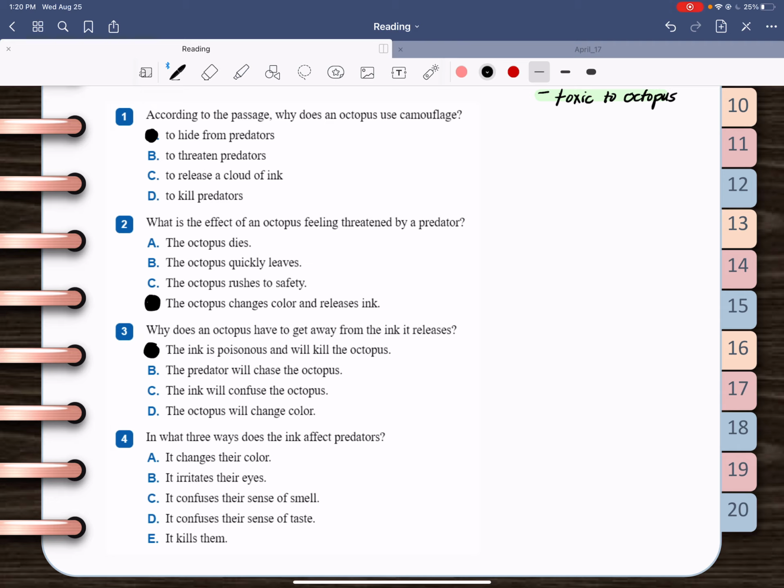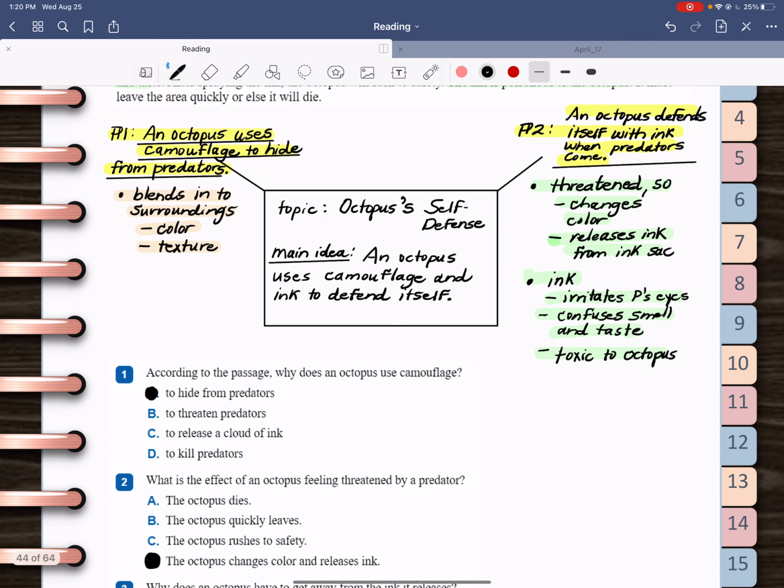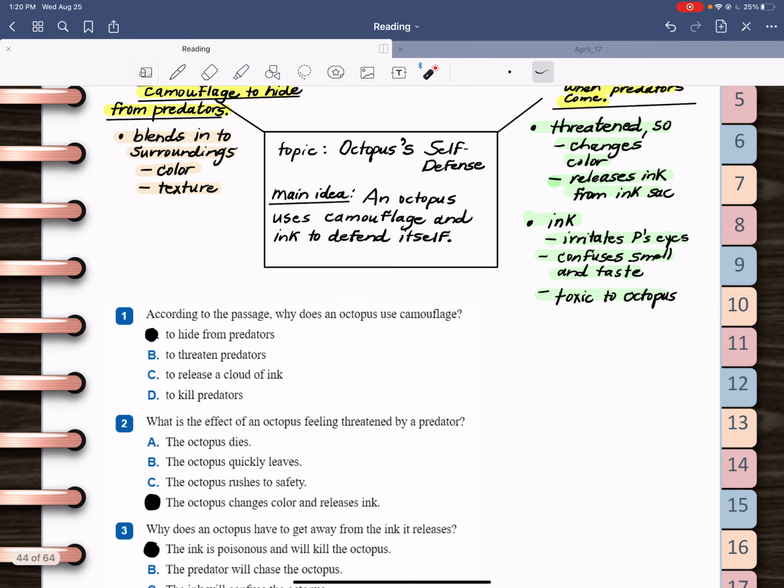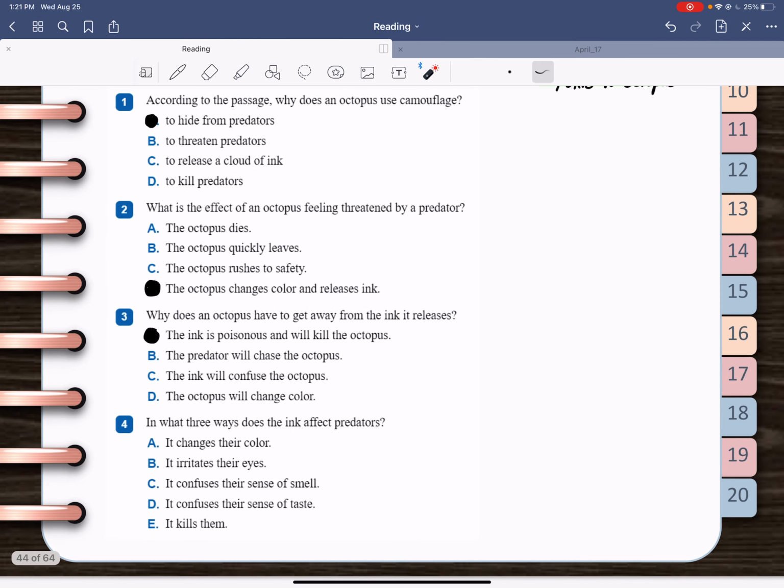In what 3 ways does ink affect predators? What does it do to the predators? And that information is right here. There are 3 little marks. It irritates the eyes. It confuses smell and taste. So it's eyes, smell, and taste are all answers here. It irritates their eyes. It confuses their sense of smell. And it confuses their sense of taste.